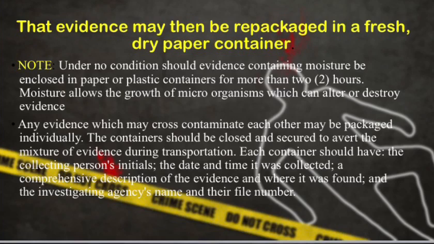Any evidence which may cross-contaminate each other must be packaged individually. The container shall be closed and secured to avoid the mixture of evidence during transportation. Each container shall have the collecting person's initials, the date and time it was collected, a comprehensive description of the evidence and where it was found, and the investigating agency's name and their file number.